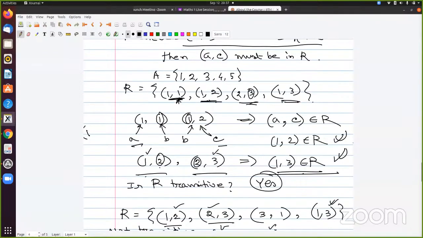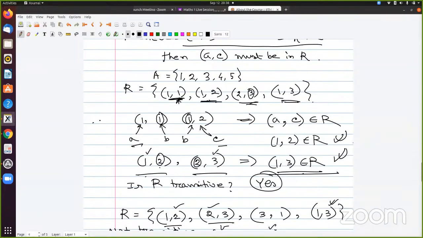Is it possible to check (1,2) and (1,3)? You tell me, is it an (A,B) and (B,C) type of element? No, sir. These two are not common, right? These two should be equal. There are no such elements left, right? That's why it was transitive.